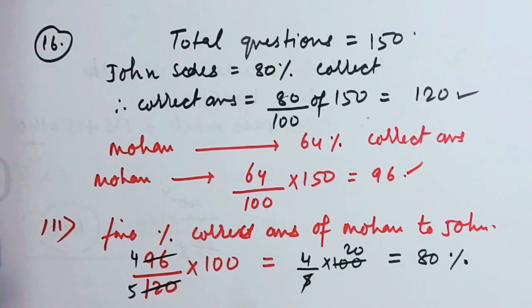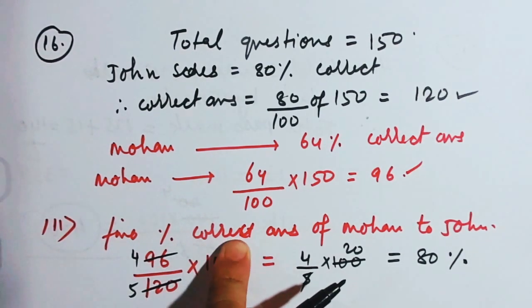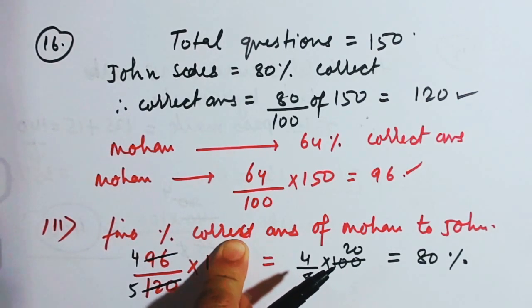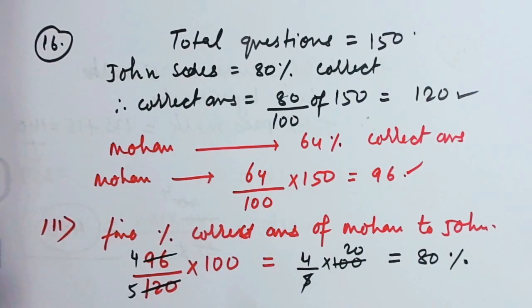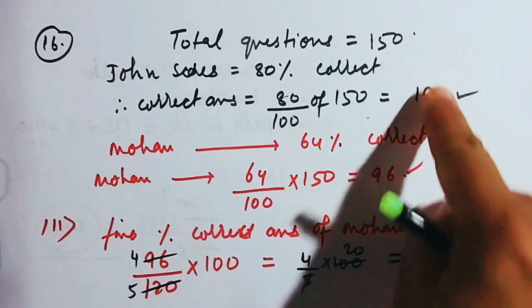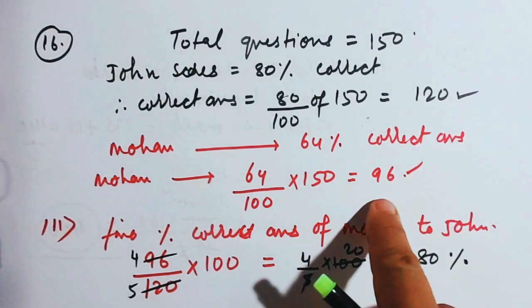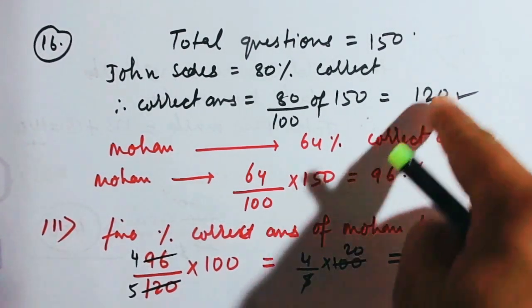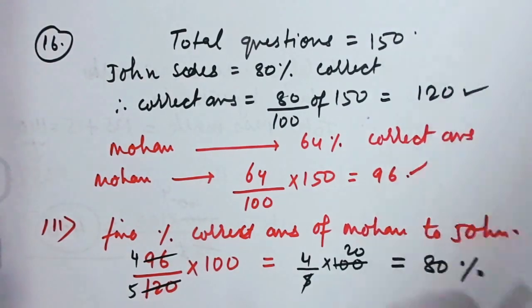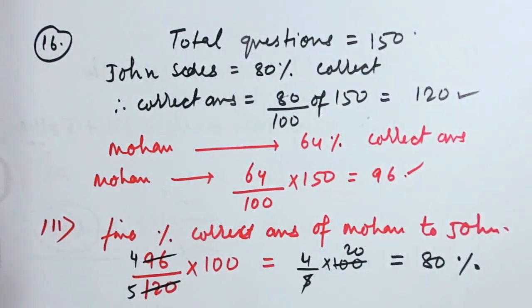So here the percentage of Mohan's correct answers to John's is 80% only. John was 100%, so Mohan is scoring 80%. He solves only 80% of what John has scored. Number 17. Okay, there are one or two more questions.